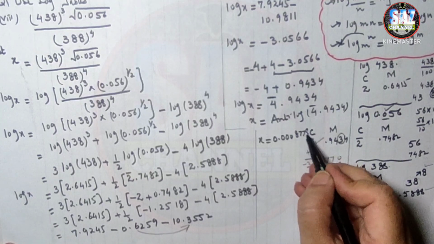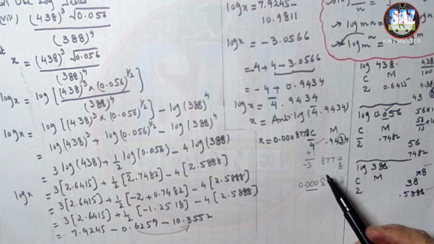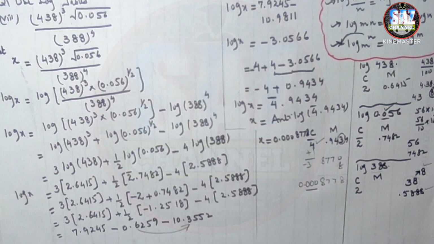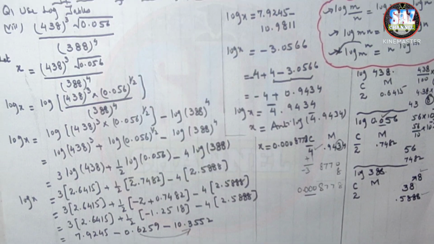I hope you are clear how we are making use of characteristic in the placement of the decimal in antilog part. Students, watch and understand all these lessons properly, because they are one of the most important lessons of your matric examinations.